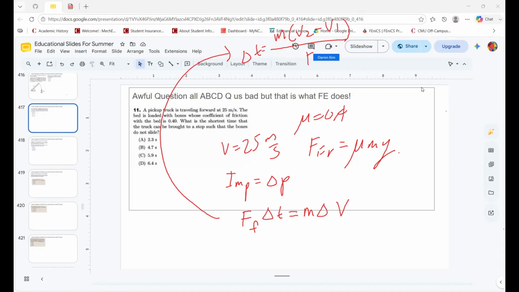Let's shorten that to FF. Now, if V2 equals 0, because V2 should be 0, V1 is the constant velocity of the truck. So we do M divided by mu mg V1. We cancel these two out. So V1 is 25 and mu is 0.4 and then 9.8. Grab your calculators and get this answer divided by 25.